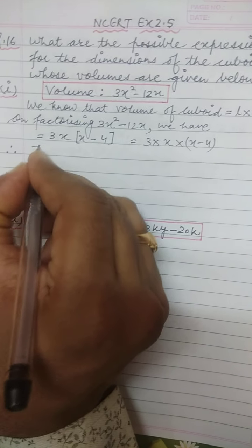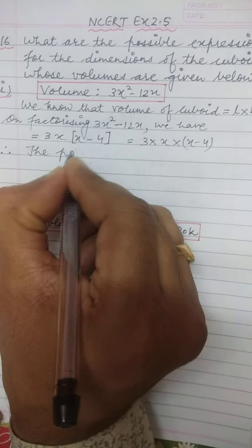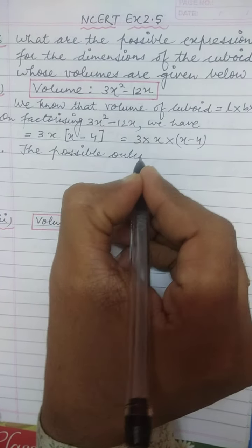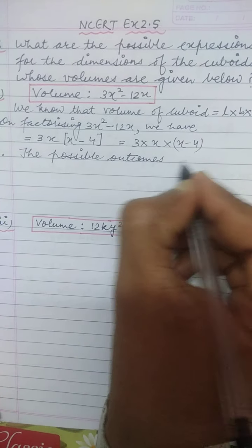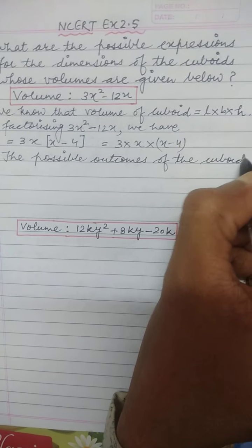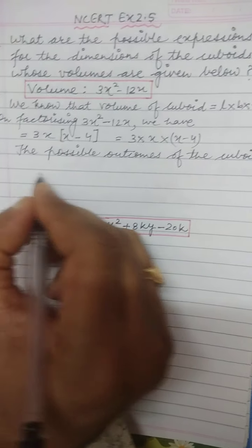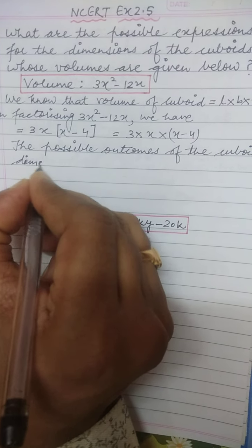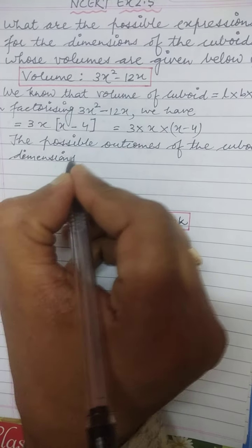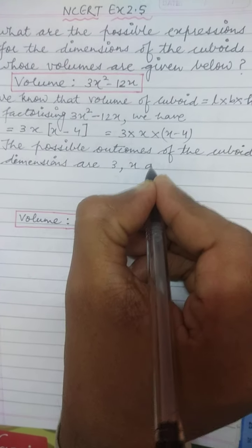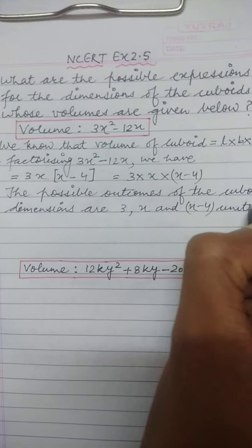Therefore, the possible outcomes of the cuboid dimensions are 3x and x minus 4 units.